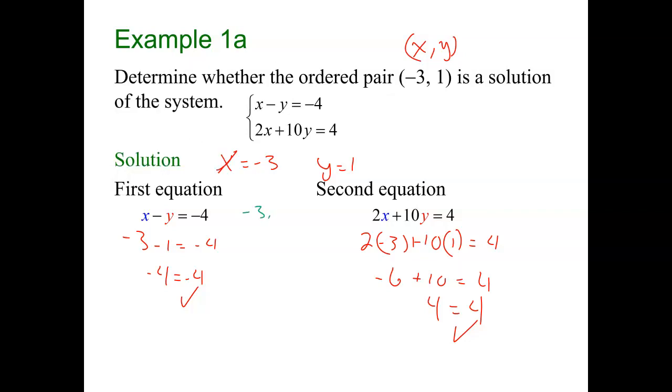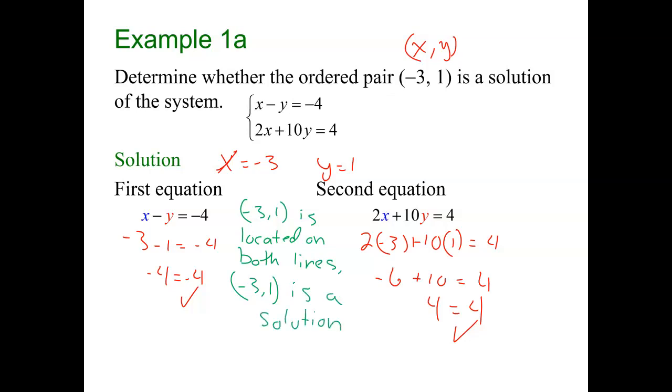So -3, 1 is located on both lines. -3, 1 is a solution. Now in this case it's going to be the only solution, but that's not always going to be the case. Sometimes there will be more than one. Sometimes there won't be any. Plug it in, and it makes both equations true, then it's the solution.